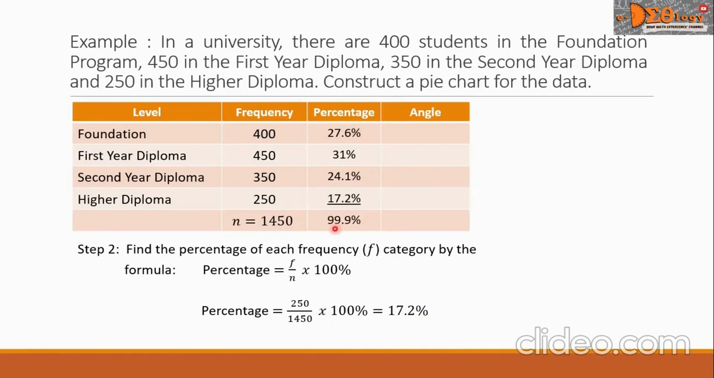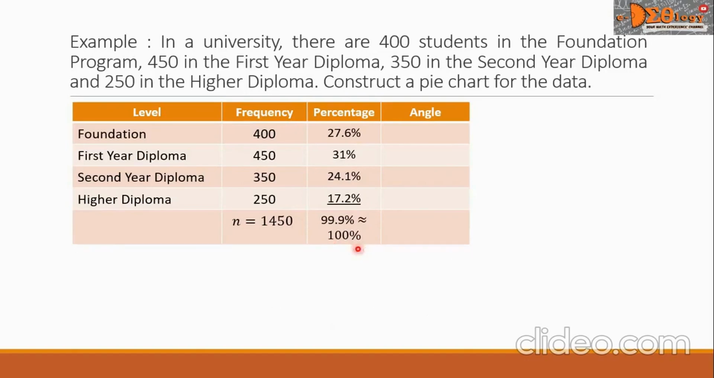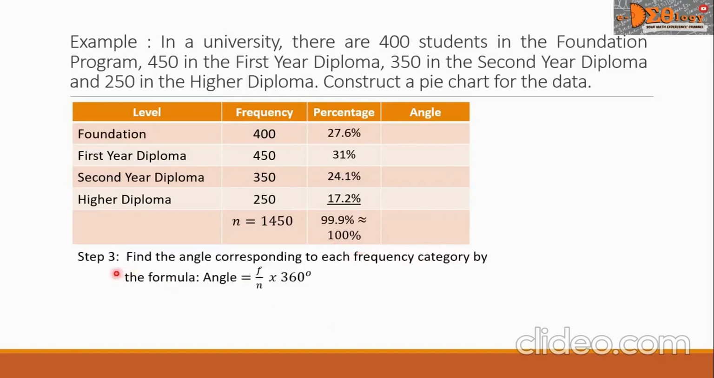After that, let us get the total of this column. We will have 99.9%, and this is equivalent to 100%. Now, let us go to step 3. Find the angle corresponding to each frequency category by the formula angle equals f over n times 360 degrees.